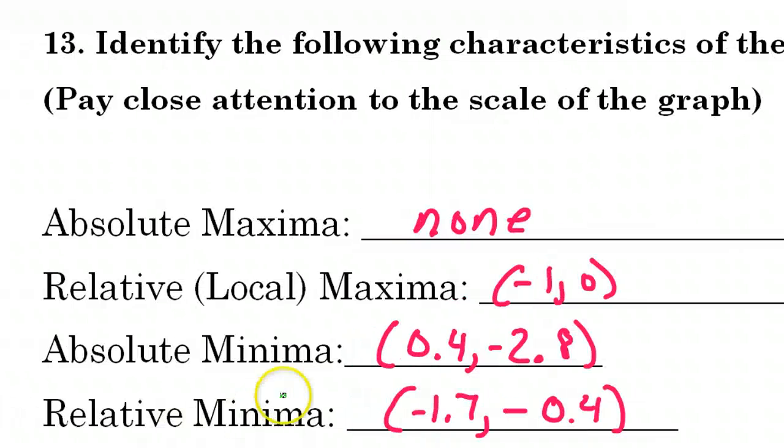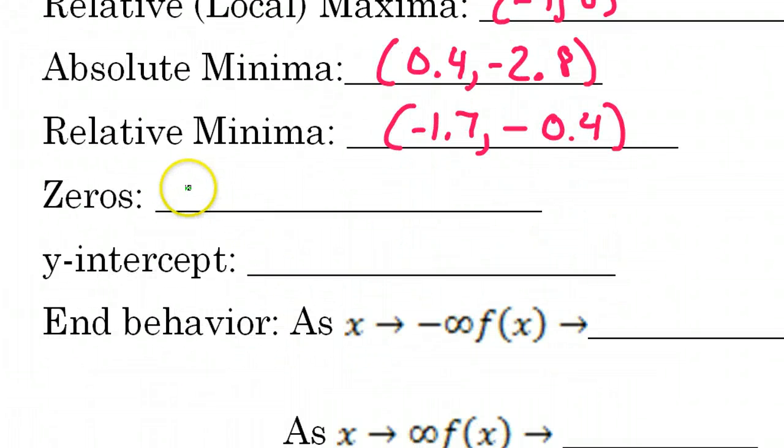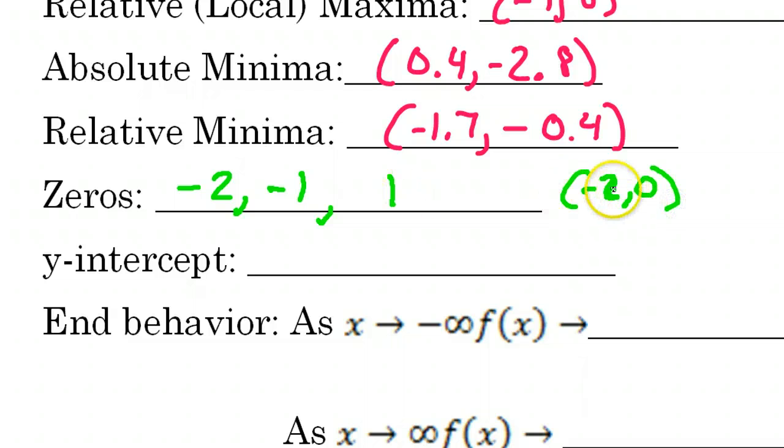Alright, technically the zeros are just the numbers. Negative 2, negative 1, positive 1. Now if you put negative 2 comma 0, what you put was the x-intercept, which is very similar, but technically the zeros are just the numbers. Okay, I'm not going to mark it wrong if you put like 1 comma 0 instead of just 1.